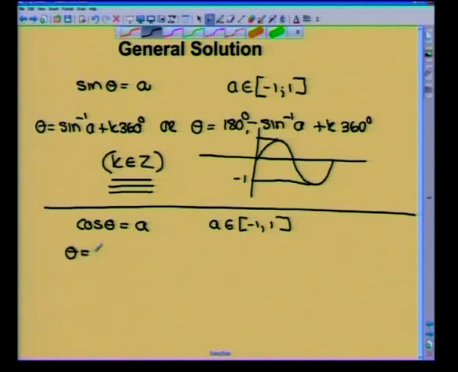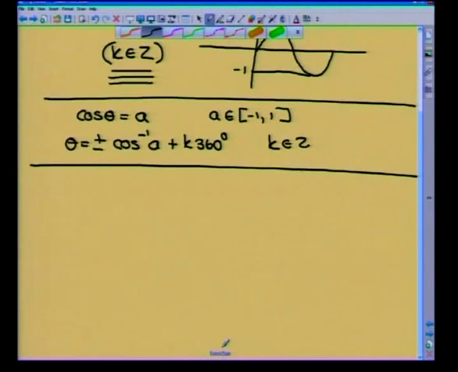So theta is equal to plus or minus cos to the minus 1 of A, plus K times 360, K an element of Z. The last one is our friend tan, and tan theta equals A. And the good news is, for tan, the A can be absolutely anything.